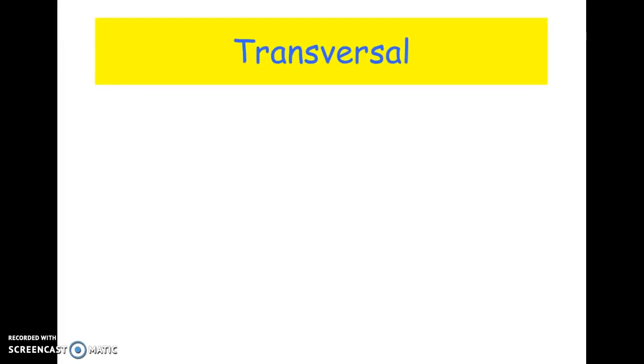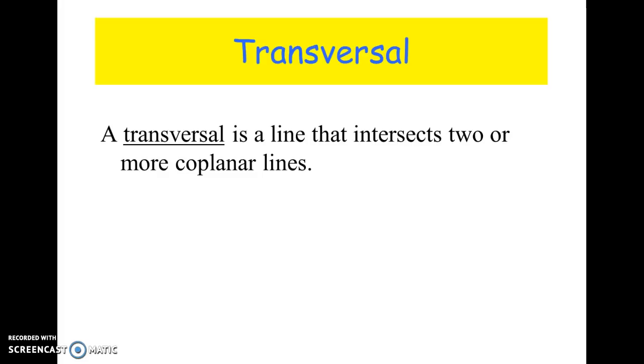Okay, a transversal is a specific type of line. It's a line that intersects two or more coplanar lines. So if you have two or more lines and a line cuts through it, that line that cuts the other lines is called the transversal. So in this picture, line T is a transversal line because it cuts through line M and line N.